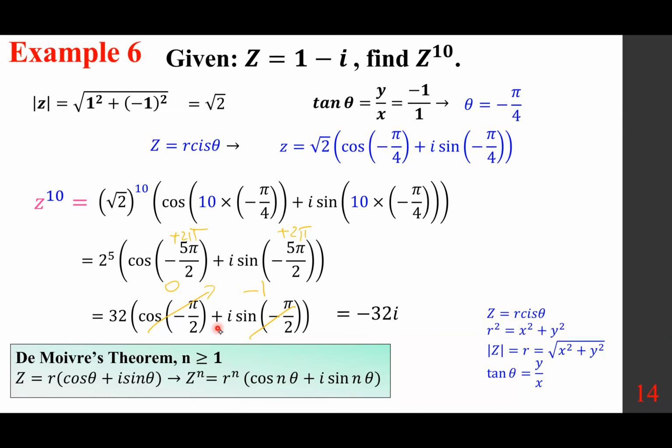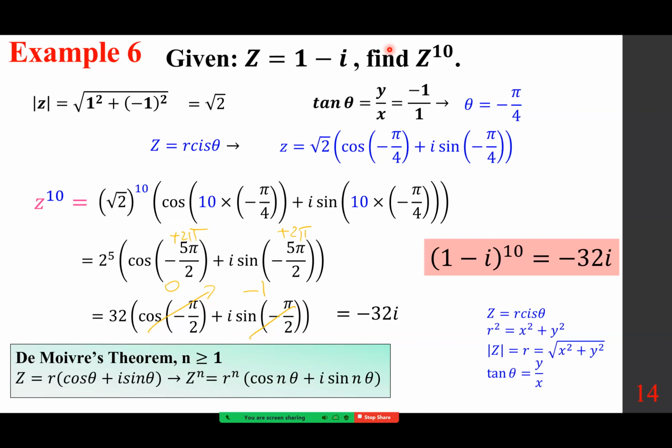The Moivre theorem. Therefore, 1 minus i to the power of 10 is negative 32i. We showed that to be the case.